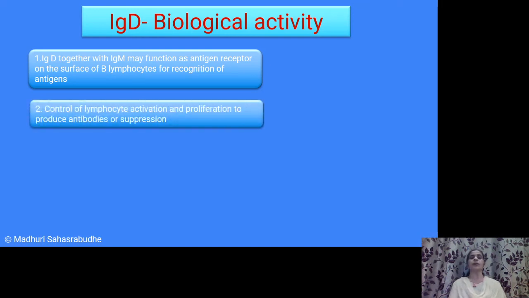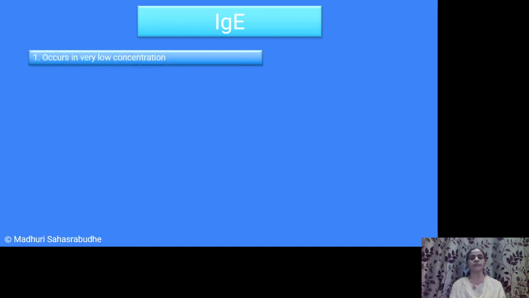Second function is it controls lymphocyte activation and proliferation to produce antibodies, or suppression. Suppression is to stop the antibody production. Coming to the last type of immunoglobulin, that is IgE. E stands for epsilon. The antigen determinant on the heavy chain of this immunoglobulin is epsilon, and therefore it is called IgE. It occurs in very low concentration.